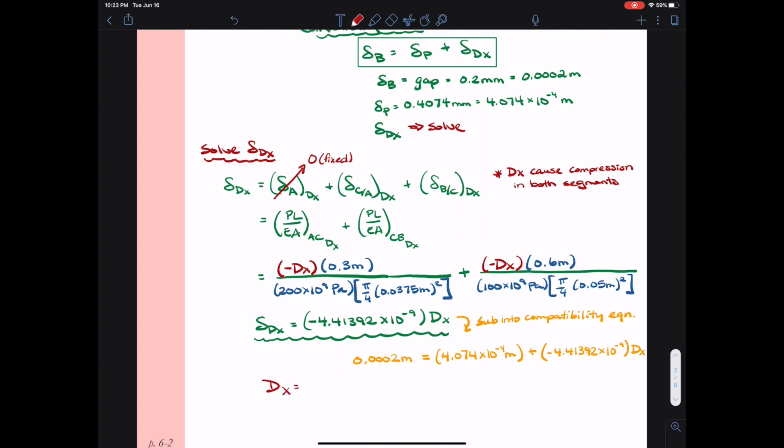We find that dx equals 46.988 kilonewtons. It's a positive number, meaning that the orientation that we drew dx to the left is correct. And there we have our answer for our reaction force.